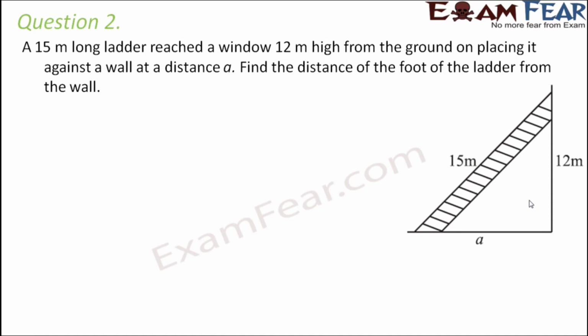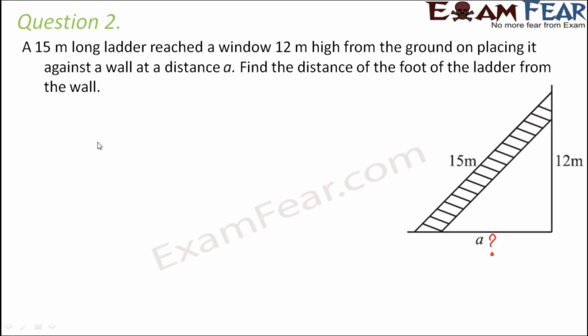Question number 2. A 15 meter long ladder reached a window 12 meters high from the ground on placing it against a wall at a distance A. So this is the ladder, 15 meters. Height 12 meters and the distance from the wall is A. Find the distance of the foot of the ladder from the wall. So basically we will have to find the value of A.